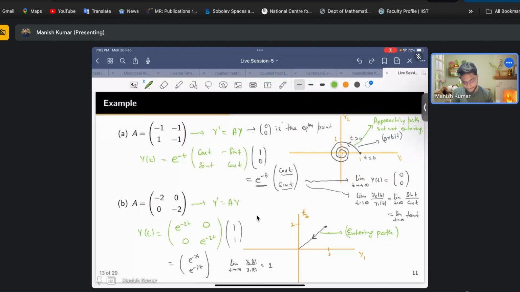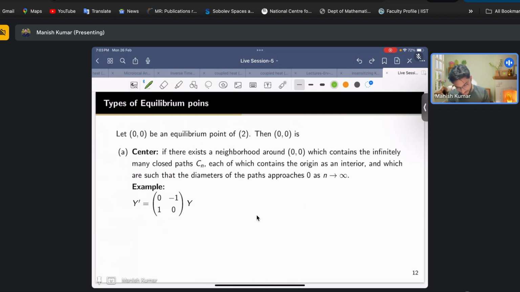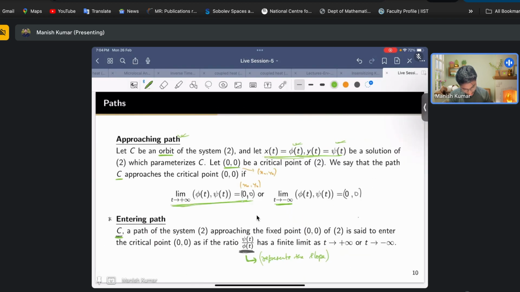Okay, now let us try to see some examples or types of equilibrium points. Suppose you have 0 0 as an equilibrium point. One more thing: here in the definition this ratio is concerning the point 0 0, that is the equilibrium point. But if you have some other equilibrium point x naught comma y naught, then you should consider this kind of ratio with x naught and y naught, and check the limit of this ratio as t goes to infinity or t goes to minus infinity.